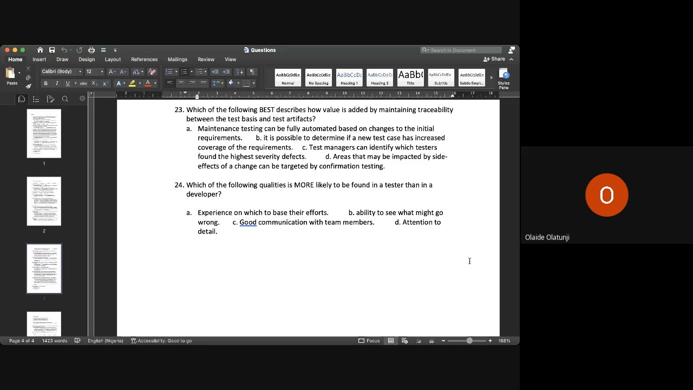A test plan is a test artifact. A test case is a test artifact, right? A test strategy document is a test artifact. A test report is a test artifact. Do you understand? So, which of the following best describes how value is added by maintaining traceability between test bases and test artifacts? So now read the option again. What do you think is the answer? And don't ignore your instincts. You're ignoring your instincts.